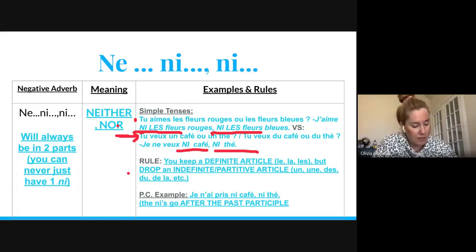In passé composé, the rule remains the same. It just goes at the end. But you still will follow the article rule, but the ni's go right before the things or the objects.